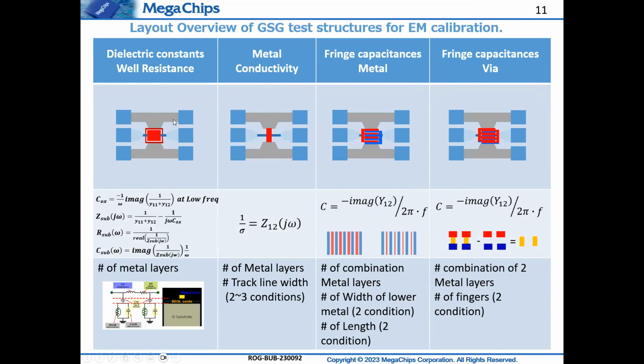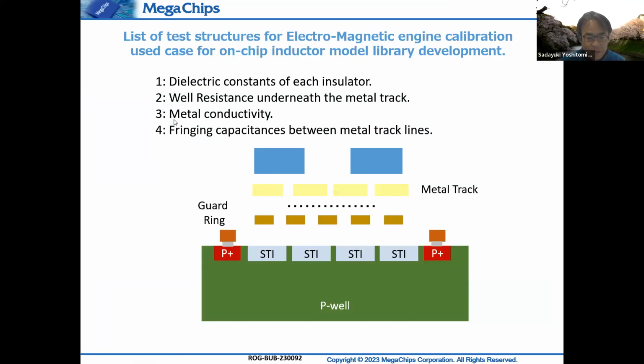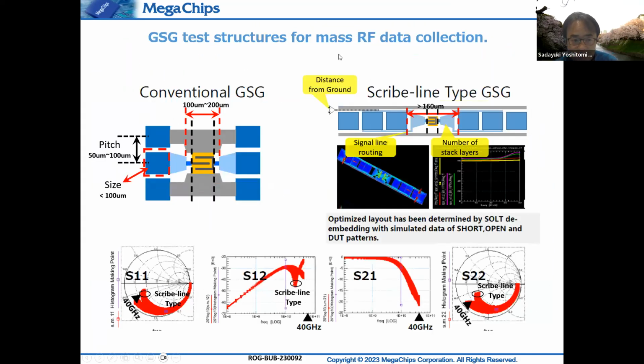Oh, that's pretty large. Yeah, pretty large, yes. And I have to add some other information here. I wrote down here: conventional GSG, we can change between 100 micron to 200 micron if we follow these usual configurations. And if we follow this scribe line type GSG, we have to pay attention to the shape of the GSG probe.